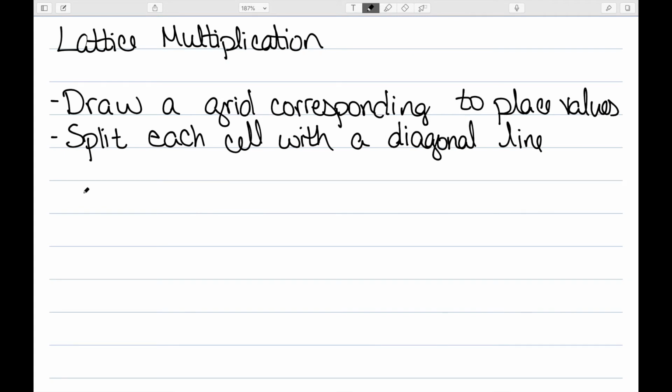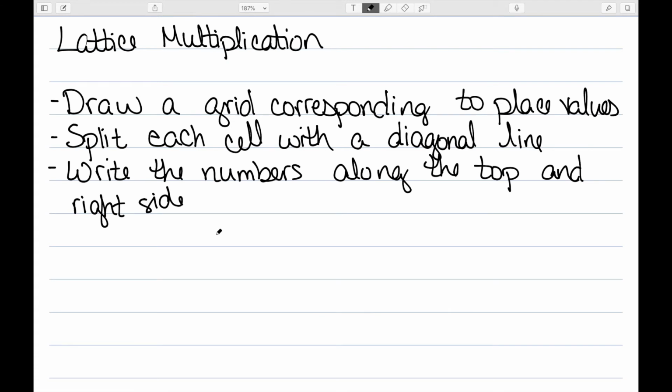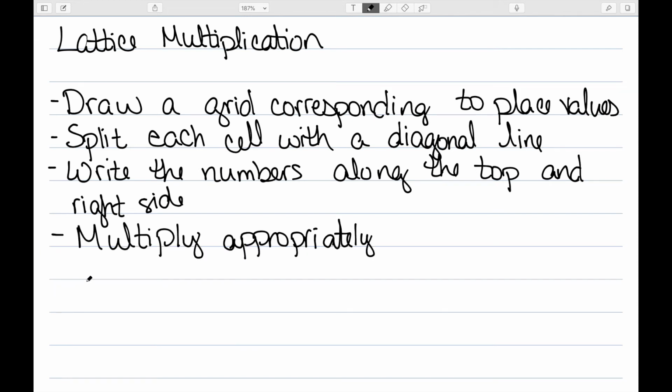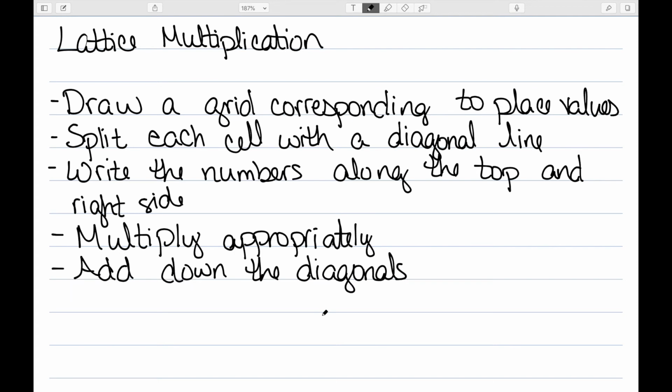We're then going to split each one of our cells with a diagonal line. We're then going to write the numbers along the top and the right-hand side. So we do 1 digit per column across the top for one number, 1 digit per row down the right for the second number. We then multiply appropriately. We multiply corresponding rows and columns, just like for the area and array model. And then we add down the diagonals. So let's do some examples.